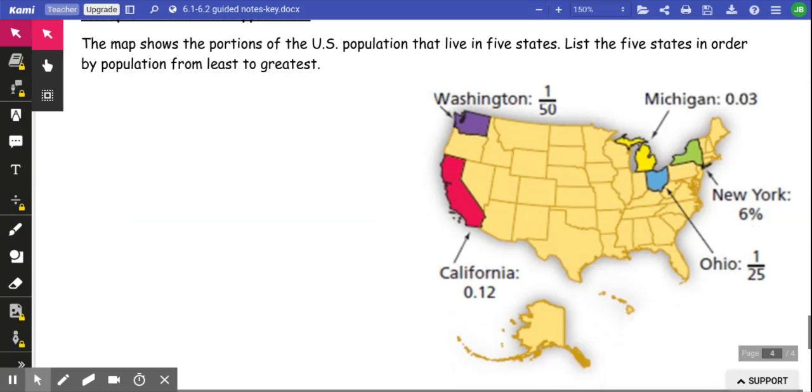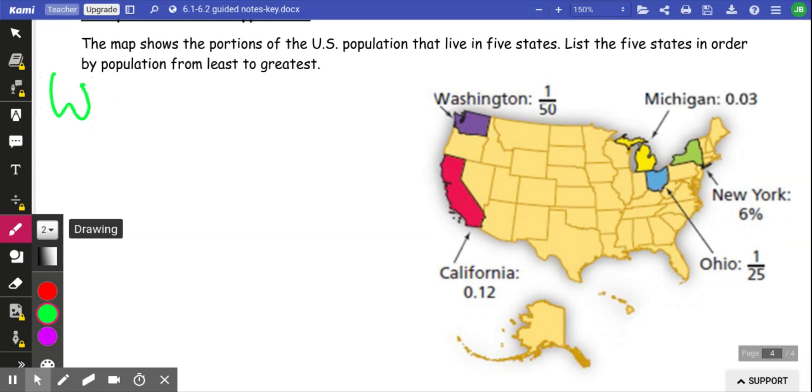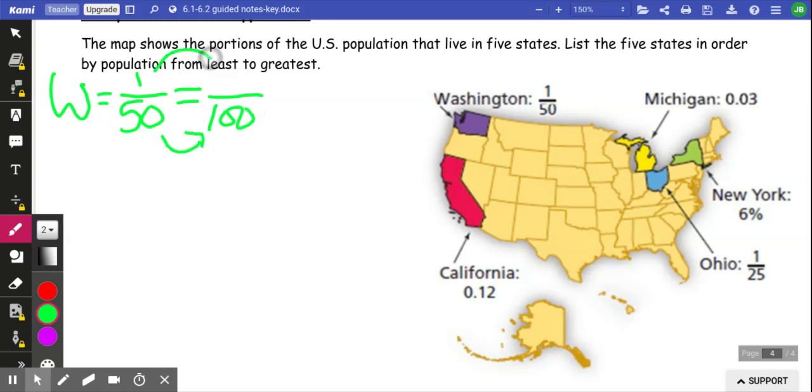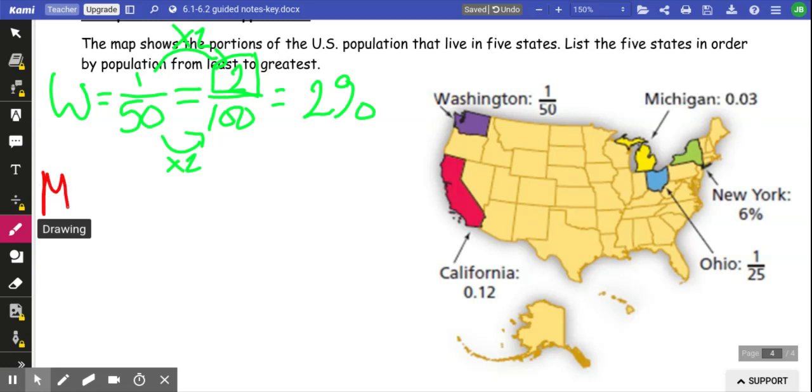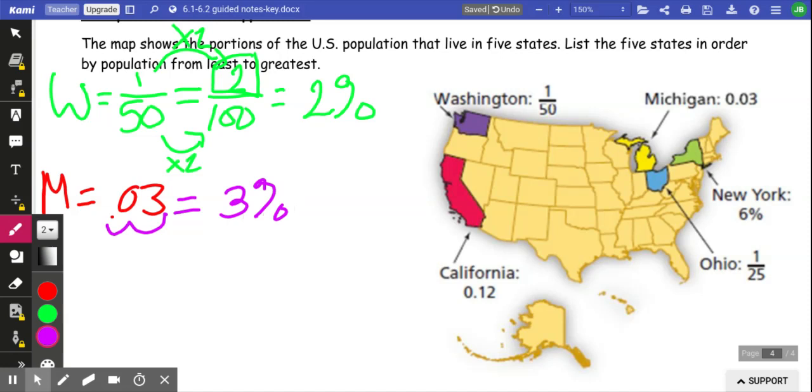So Washington has 1/50th. Again, we can turn that into 100, which makes it really easy to work with percents. In order to do that, I would multiply by 2. So I have to do that to the top as well. So I would get 2, which means that it's 2% of the population. Then we would have Michigan. So I'm going to turn that decimal from Michigan, which is 0.03, into a percent. And remember, we want to move our decimal point twice to the right, which means that it is 3% of the population.